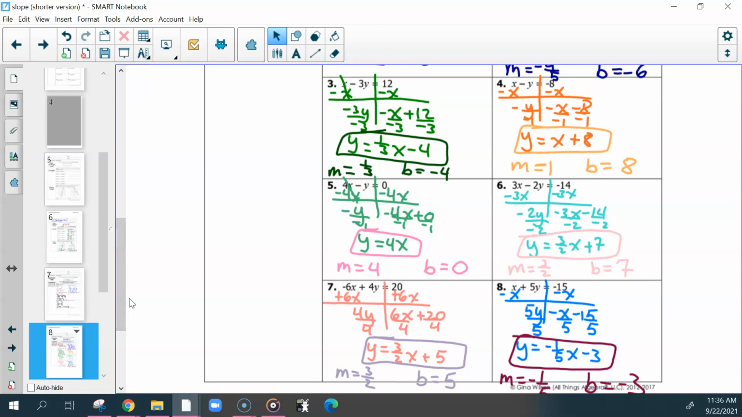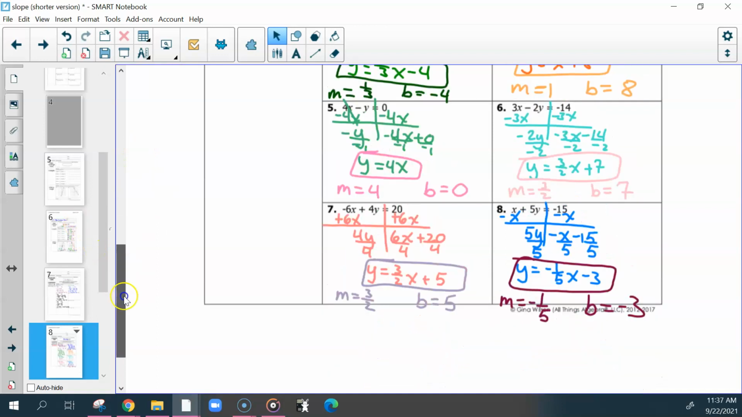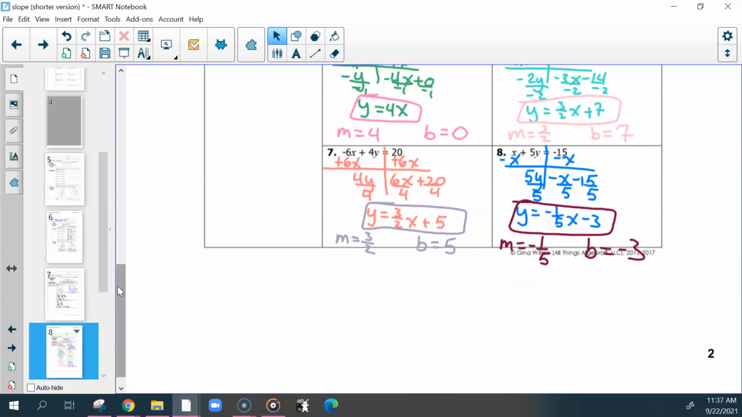So the answers to number 4, 6, 7, and 8 are up here. 4 was the equation y equals x plus 8, where your slope is 1 and y-intercept is 8. 6 was y equals 3 halves, or 3 over 2, x plus 7. 7 was y equals 3 over 2 x plus 5. And then 8 was negative 1/5 x minus 3.